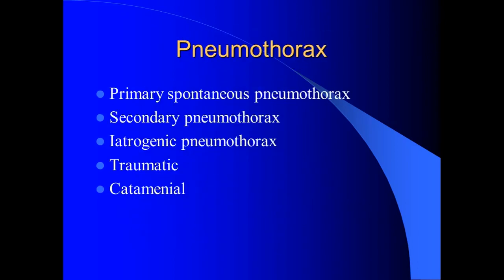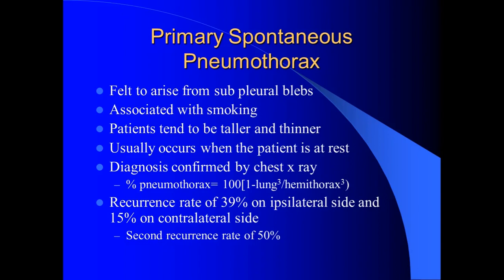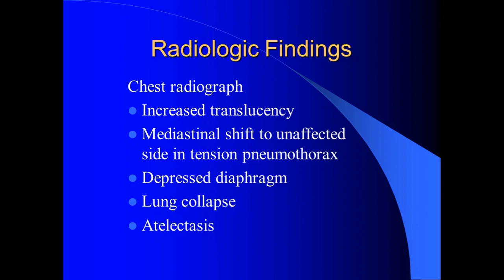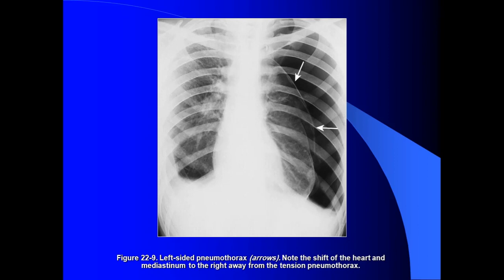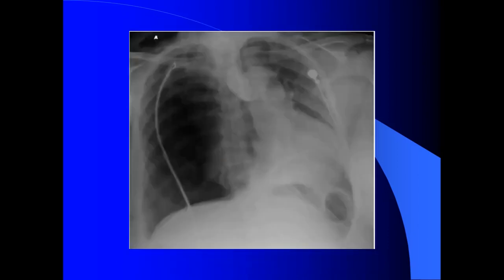Pneumothorax: we have primary spontaneous pneumothorax or secondary pneumothorax. The primary can result from rupture of subpleural blebs associated with smoking. Patients tend to be tall and thin, and the diagnosis is confirmed by chest X-ray. Sometimes you need a CT scan. As you see here, the visceral line and a left-sided pneumothorax. And also here on the right side, the visceral line with the lung collapse.